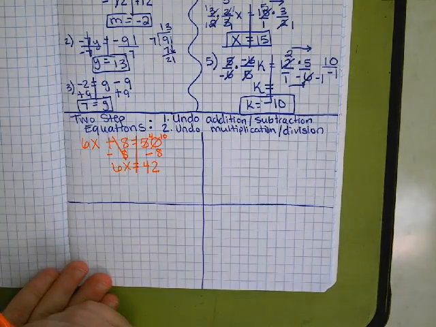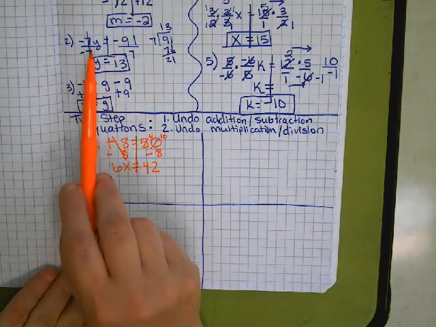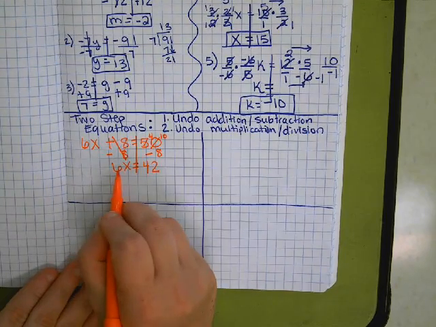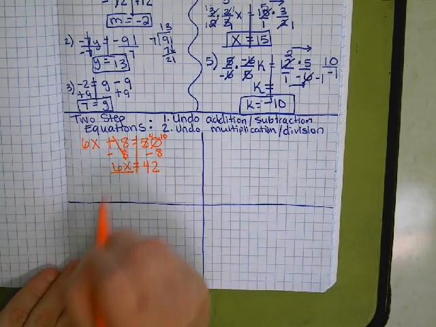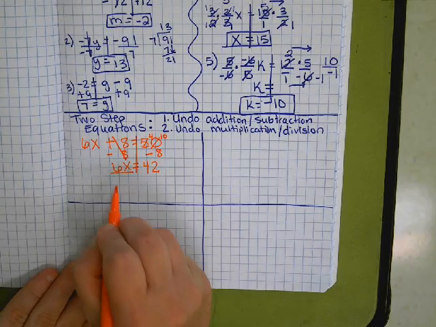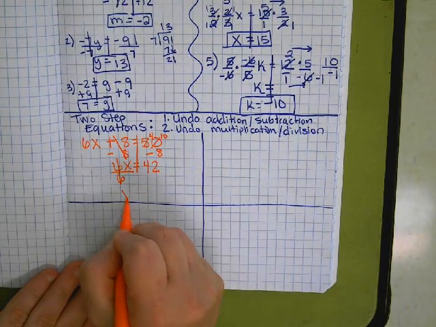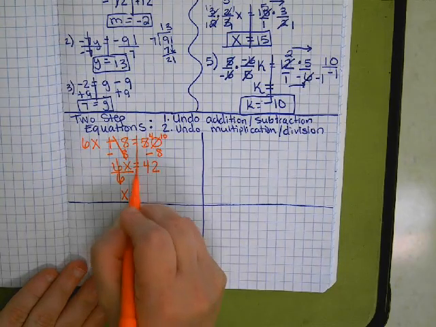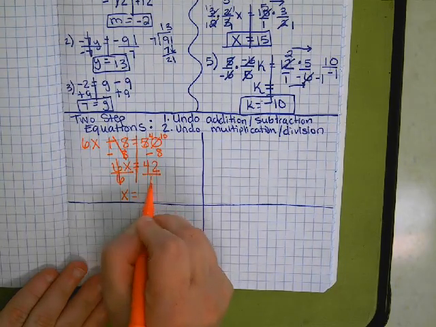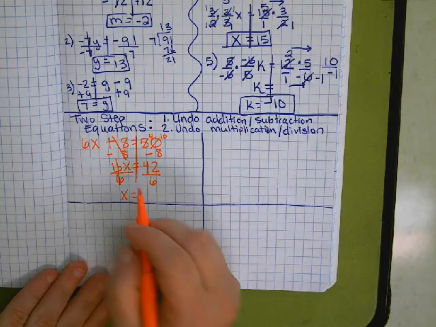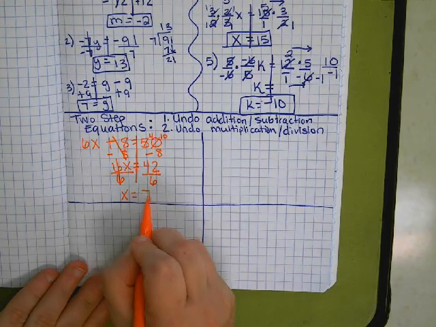Now I'm down to a one step, just like what we did in number 2 up here. 6 times x. To get rid of multiplication, remember a number and a letter touching is multiplication. We divide. 6 divided by 6 is 1x. But whatever I do to one side, I got to do to the other. And 42 divided by 6, that's a fact we should know, is 7.